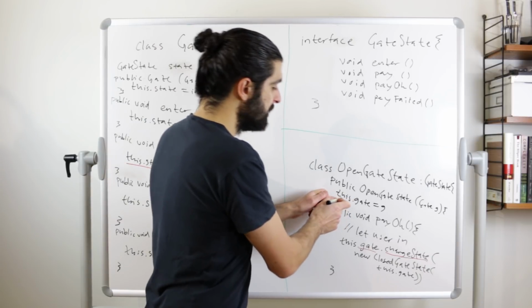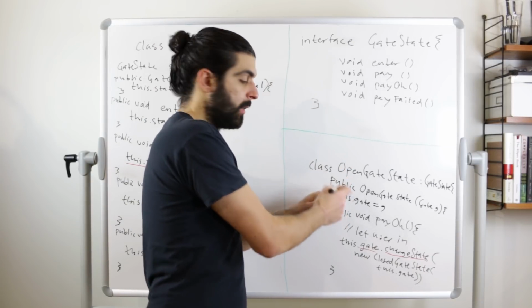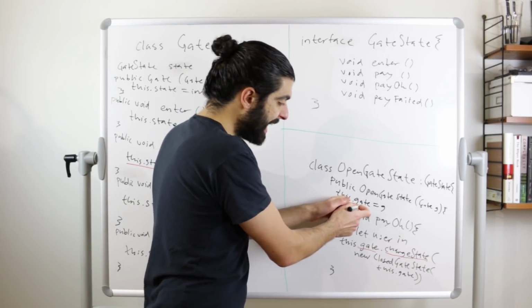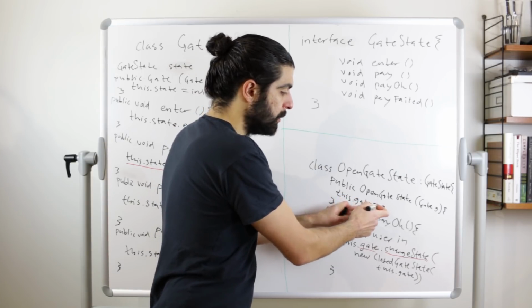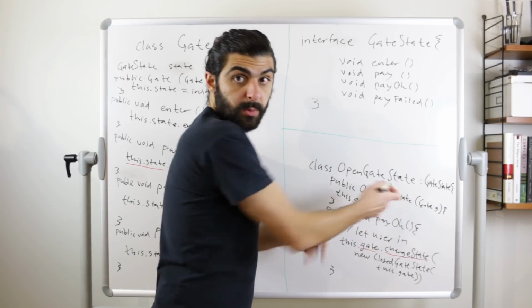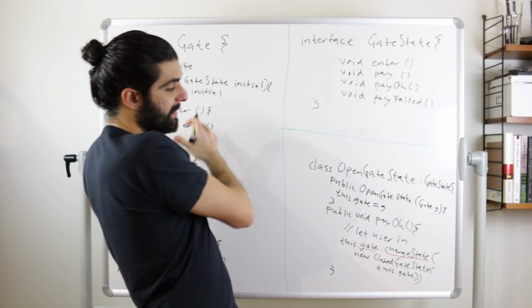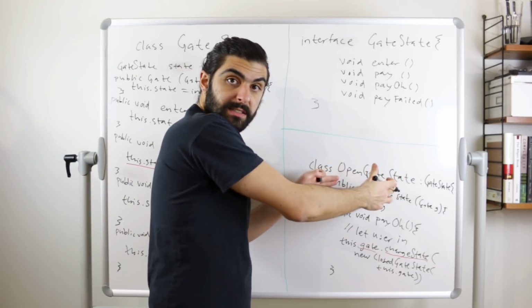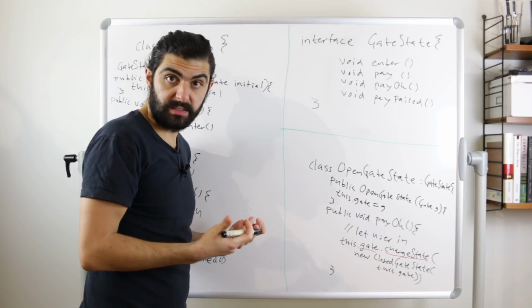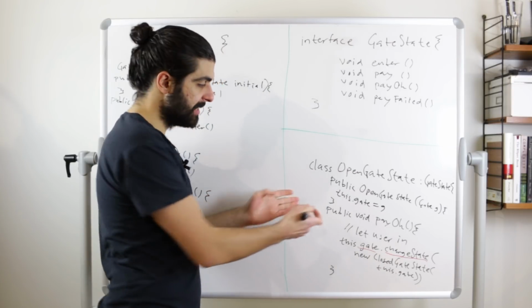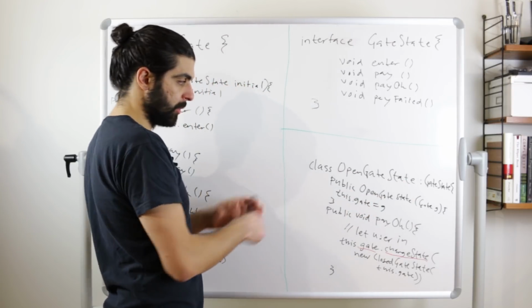So our instance variable, which we haven't declared yet, called gate, should be equal to this G that we were passed in, which is of type gate. So then it's the responsibility of the gate to pass itself into the open gate state when it constructs it. And then of course we need to declare this instance variable of type gate that's called gate.